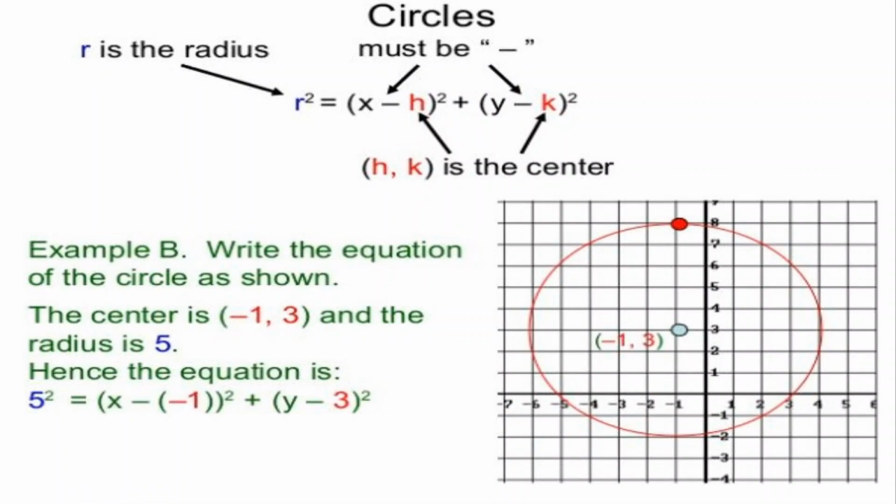Based on the given, remember that H goes with X and K goes with Y. So, from this given, the center is -1, 3 and the radius is 5, we derive the standard formula. 5 squared is equal to x minus -1 squared plus y minus 3 squared.